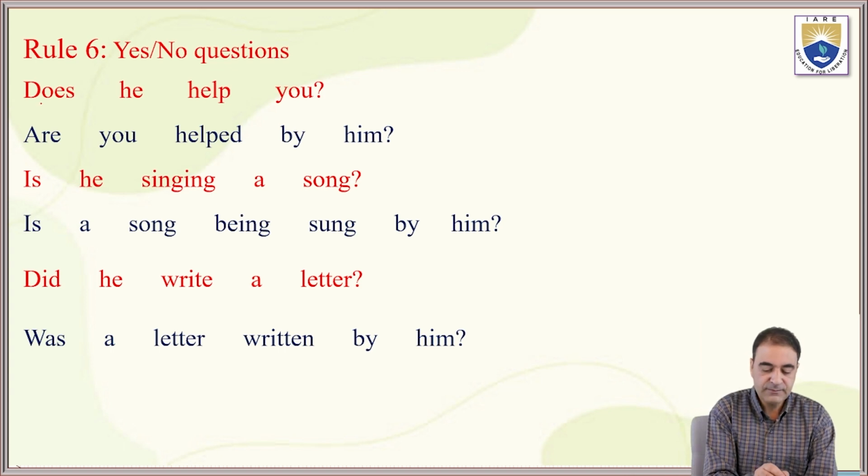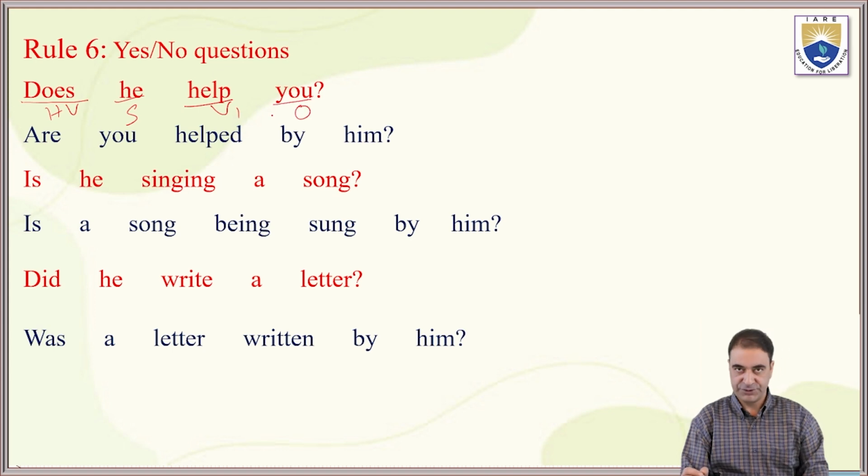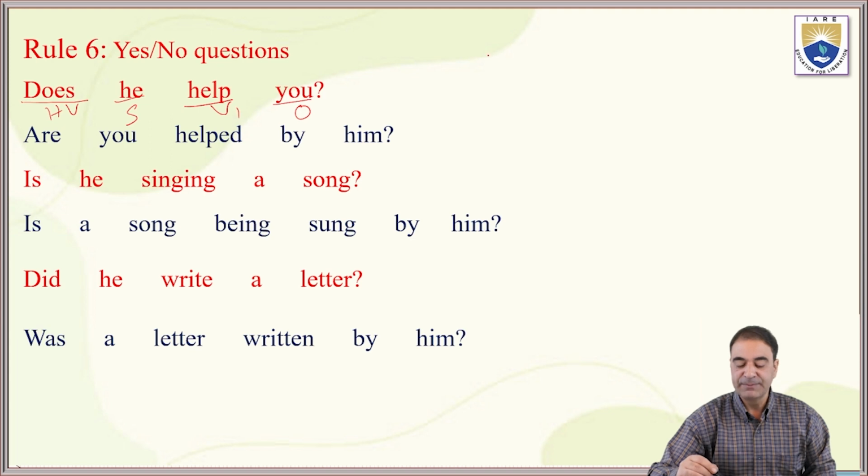Look at the first example. Does, this is the helping verb. Then we have he, this is the subject, helps, this is the verb in first form, you, this is an object. This is simple present tense. And how do we change simple present tense? Simple present tense we will change into is, am, are plus verb in third form.